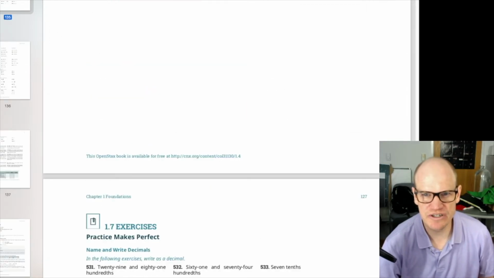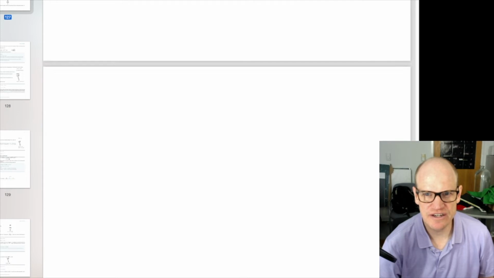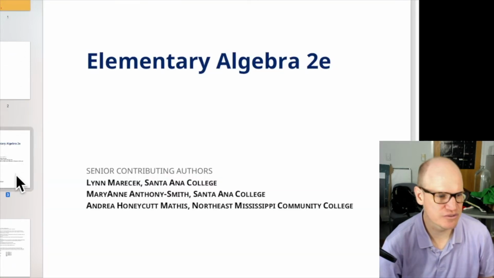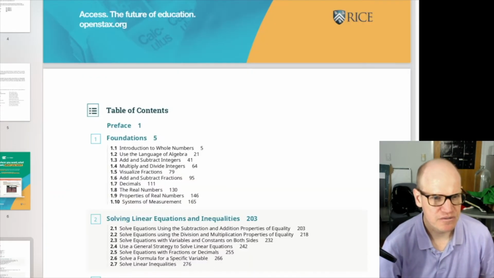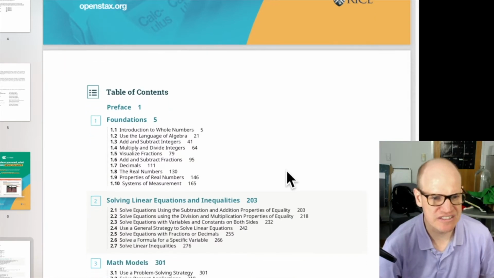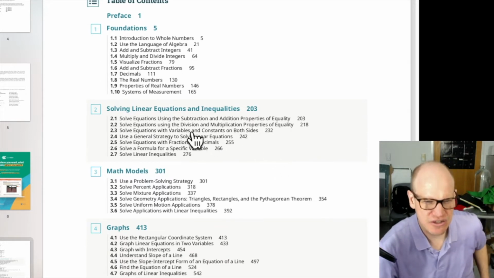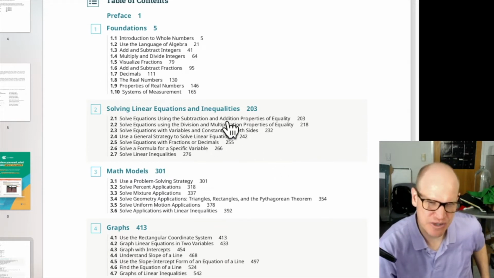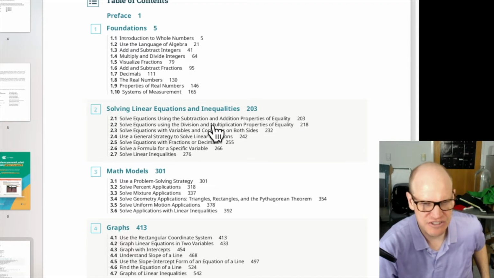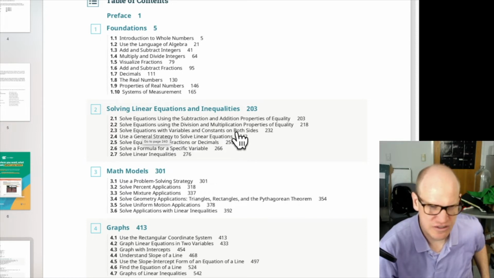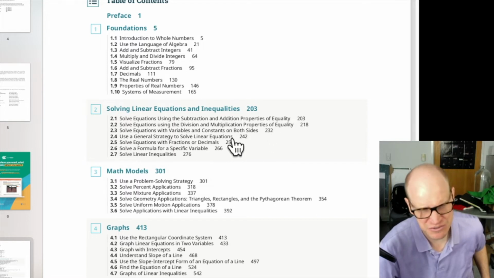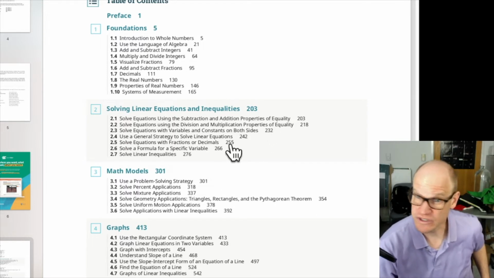So we should be moving on to chapter 2 now. I'm going to drag this up here so I can get to chapter 2 and see what's going on, which should be solving linear equations and inequalities. All right, so this is going to be looking at solving equations using subtraction and addition properties of equality, and solving equations using division and multiplication properties of equality. We can do those at the same time. Solve equations with variables and constants on both sides. Okay, no problem. Use a general strategy to solve linear equations. Okay, no problem. That's basically what we'll do. So this chapter might be really short.